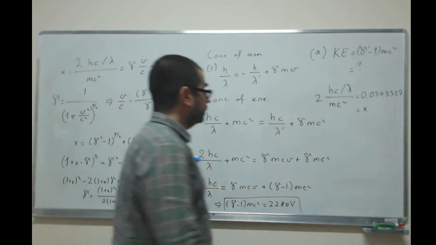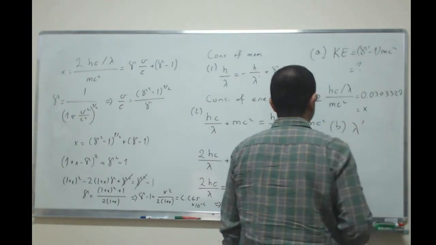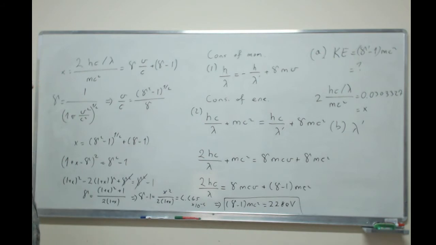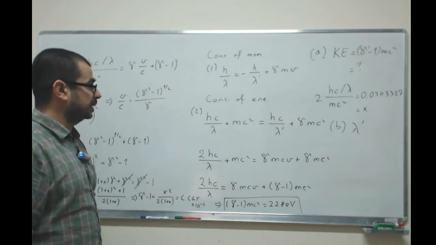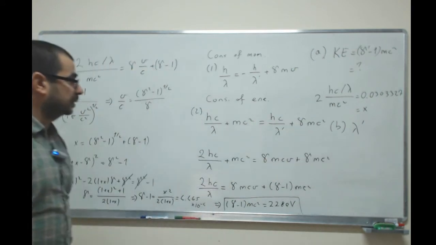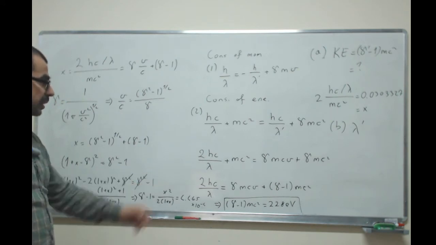Okay, so for part B, they're asking for lambda prime, and perhaps the easiest way to calculate lambda prime is to use this. This one already has lambda prime. I move this to the other side, I get gamma minus 1 mc squared, which I already calculated.